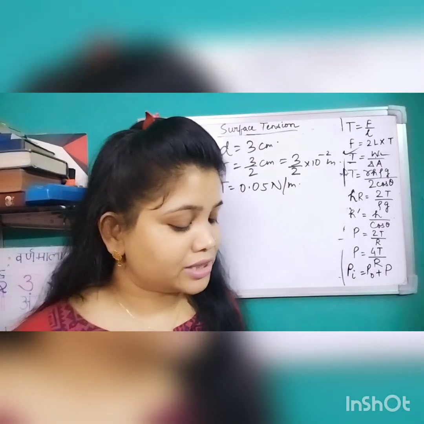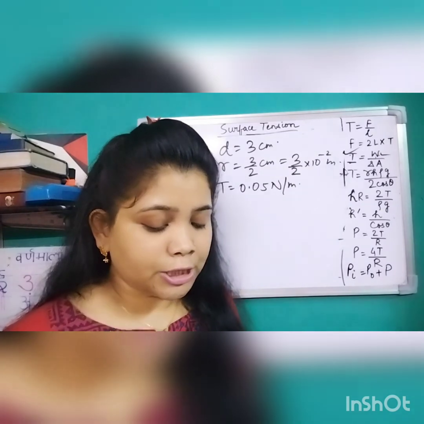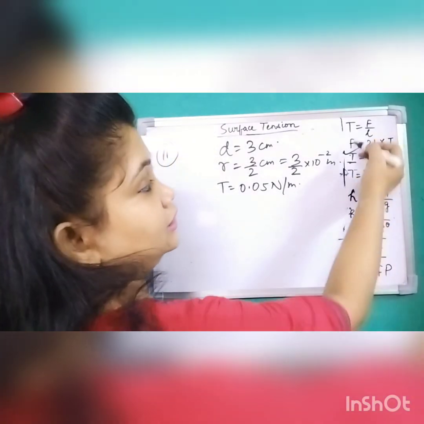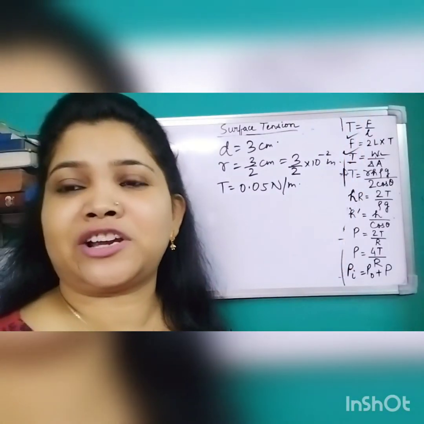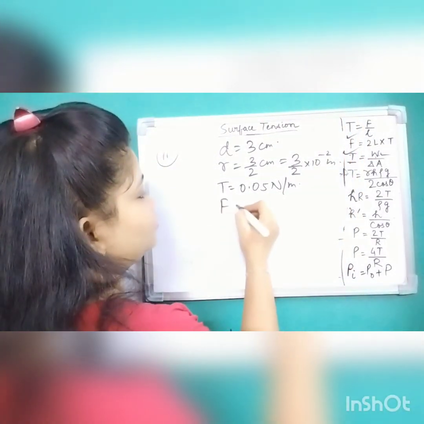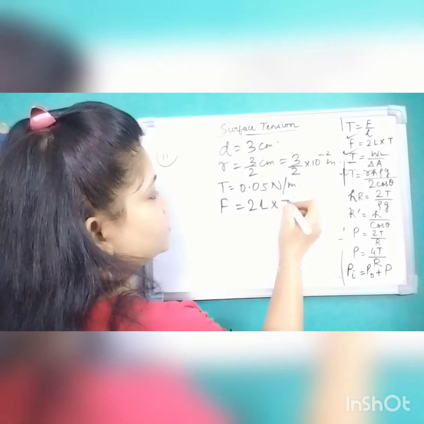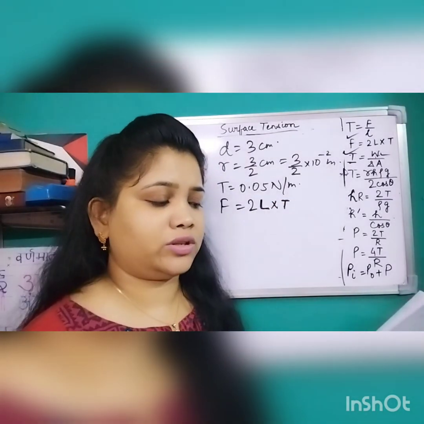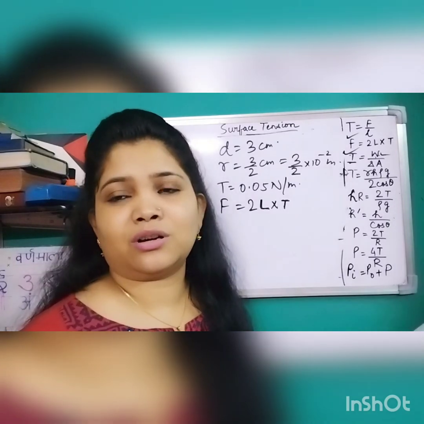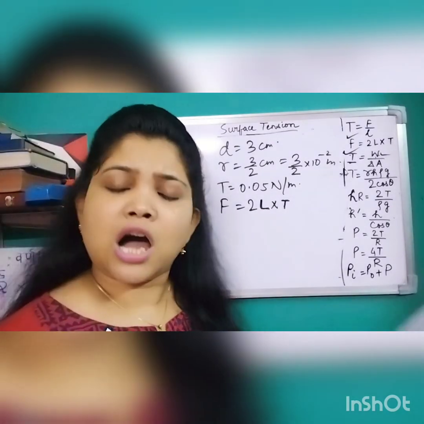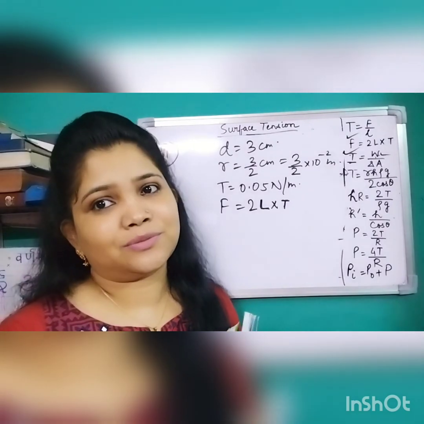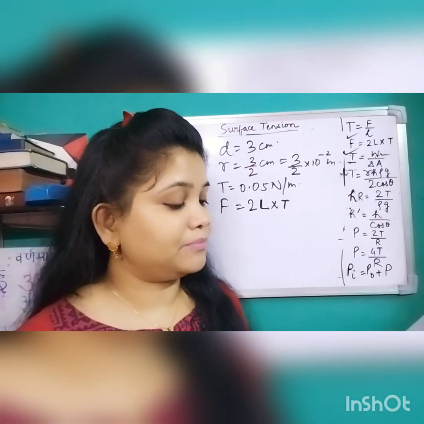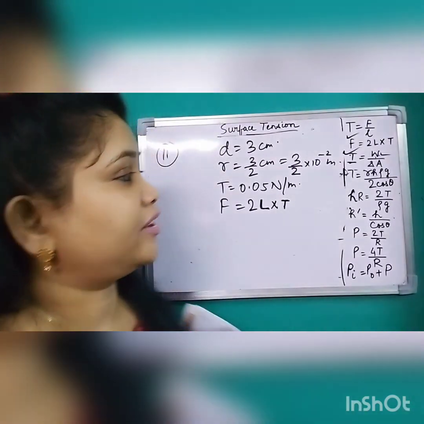So surface tension is given. We have got the radius. What we have to find out is the force F. So F is equal to 2L into T. Now, in this question they have given you the diameter, and we have found the radius. So how will you find the length? We need the length, and twice the length, because of the soap solution and the vertical film between the ring and the soap solution. So we have taken 2L, fine.